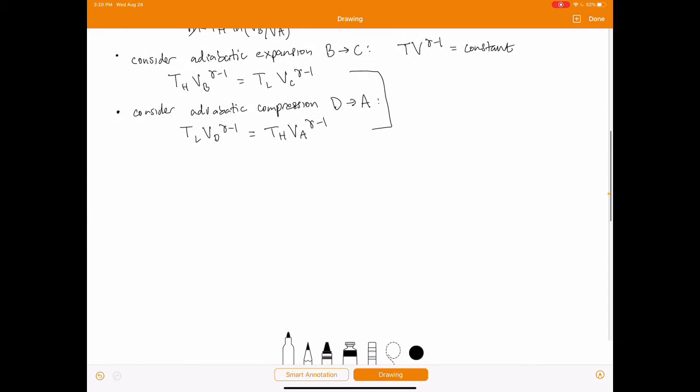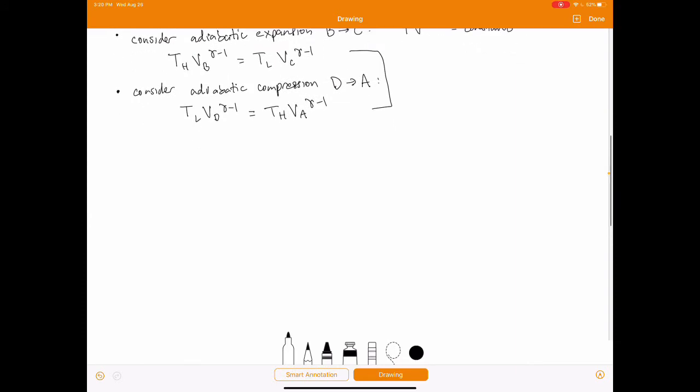Let's now put them together. Okay, so on the left side of my equation, I'm going to write TH VB to the gamma minus 1 divided by TH VA to the gamma minus 1. What does that equal to? Well, on the top, I have TH times VB to the gamma minus 1. I know that's equal to TL times VC to the gamma minus 1.